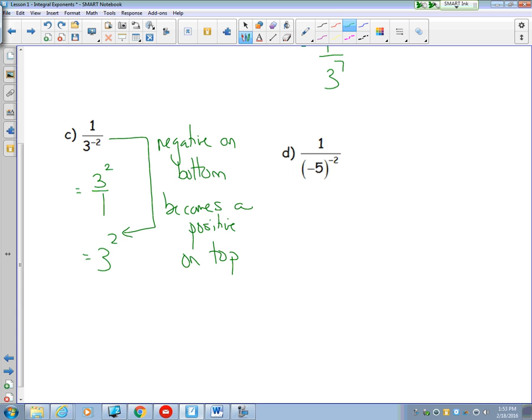Hey, I see a negative exponent on the bottom. So I know I should bring that to the top. What's the base? The base is negative 5. So I need to keep it in brackets to say that's my entire base, and my bases never change, but my exponent becomes a positive. It was a negative on the bottom, so it became a positive on top. And we're talking about the exponents here, not the bases, okay?